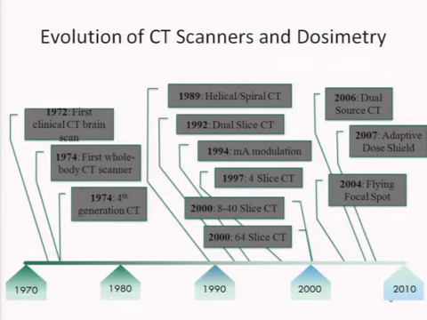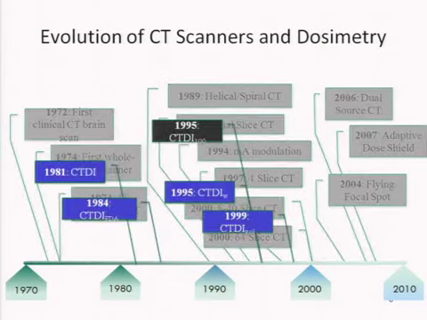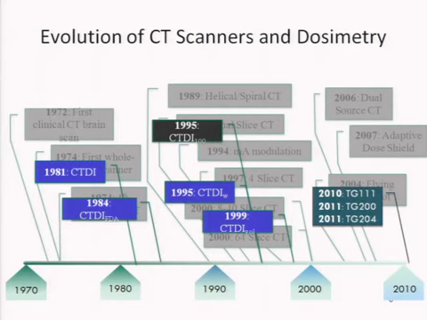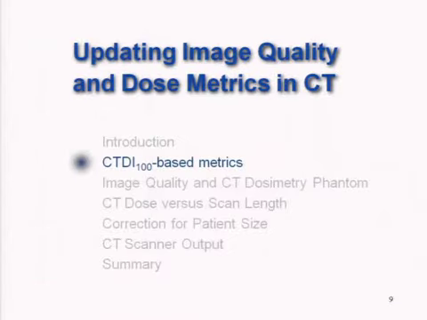So given the technological advances in CT that you see listed here, of course there are many more, the reality is that the dosimetry standards that we use today really date back 15 or more years ago, and that's what we're here to talk about today. And so advances in TG 111, 200, and 204 are things that I will be talking about today.